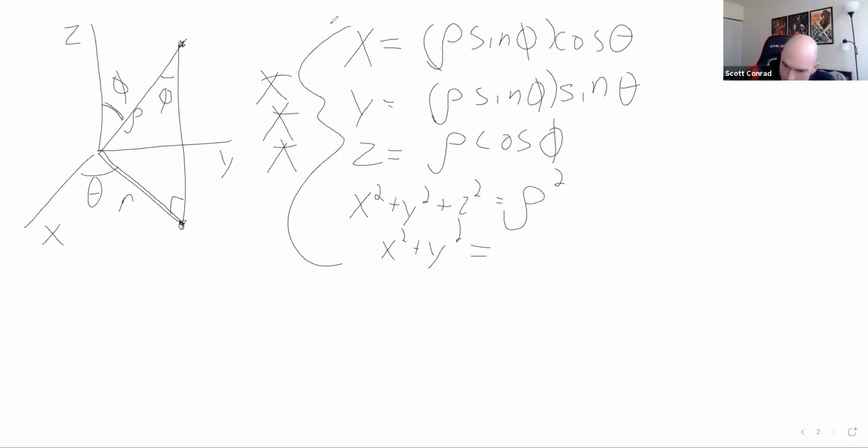x squared plus y squared is rho squared sine squared phi, which you could also do from simplification. But remember, in cylindrical, x squared plus y squared is r squared, and r is rho sine phi. So rho sine phi squared is rho squared sine squared phi. But that one's not too bad. You can figure that one out if you need to. But x, y, z, and then x squared plus y squared plus z squared, you need to have those memorized.